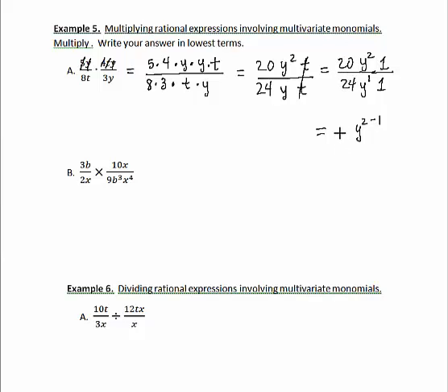And then 20 over 24 will simplify due to the fact that 20 and 24 are both divisible by 4. So divide each one by 4, we get 5 over 6. So this is a 5y over 6. 2 minus 1 is 1. Y to the 1 can be written without the exponent 1.